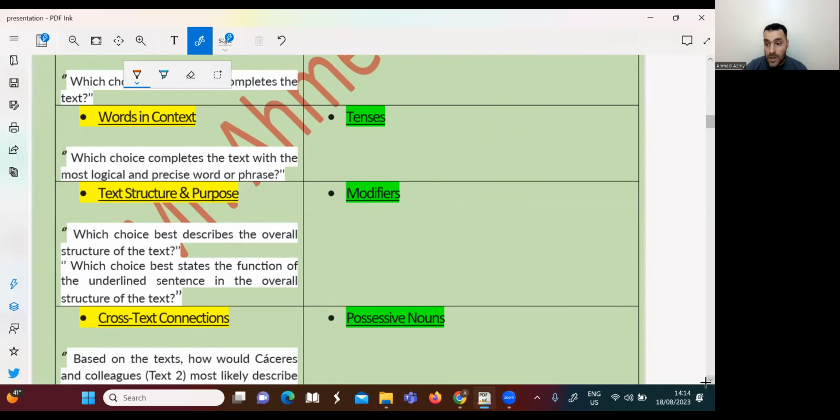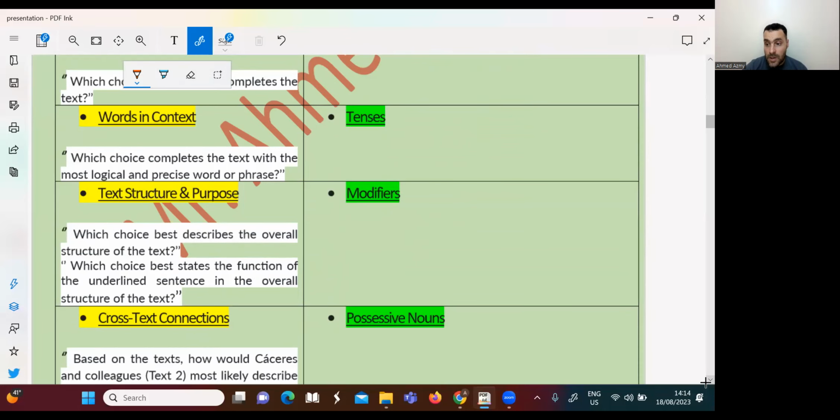Which choice best states the main idea of the text? The main idea of the text. Okay, this is how this question looks. So what are the tips I have to pay attention to? I want you to help me read them. The question asks me to identify the what? The main idea of the text.